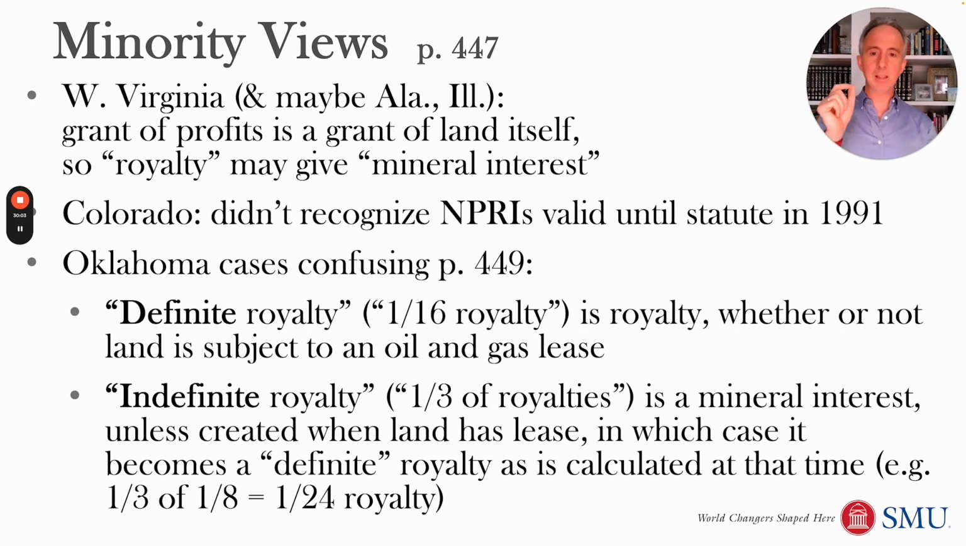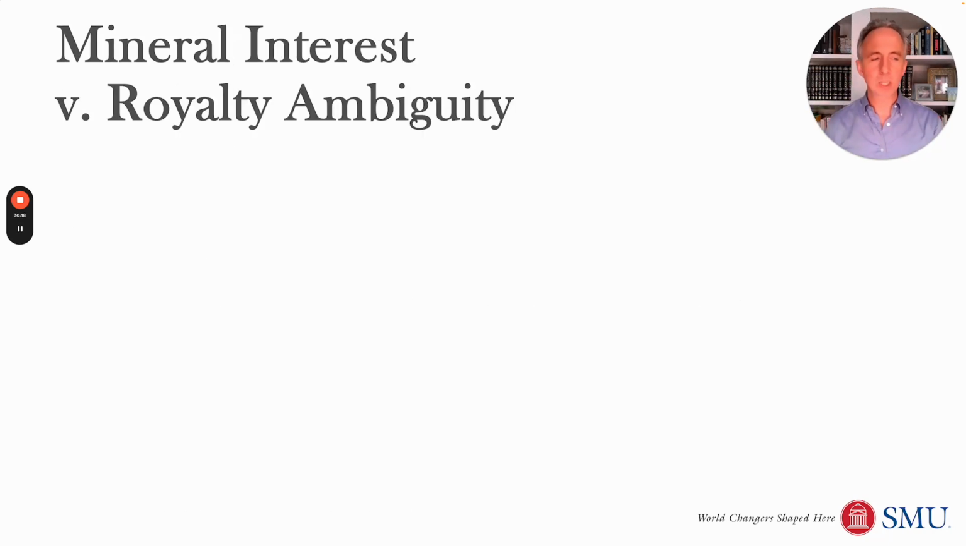Because if the land is already leased, then we know, okay, 1/2 of royalty is 1/2 of 1/8, if that's the royalty, so it's 1/16. So it becomes definite as it's calculated at that time. So those Oklahoma cases tend to be confusing, but we're going to focus mostly on Texas.